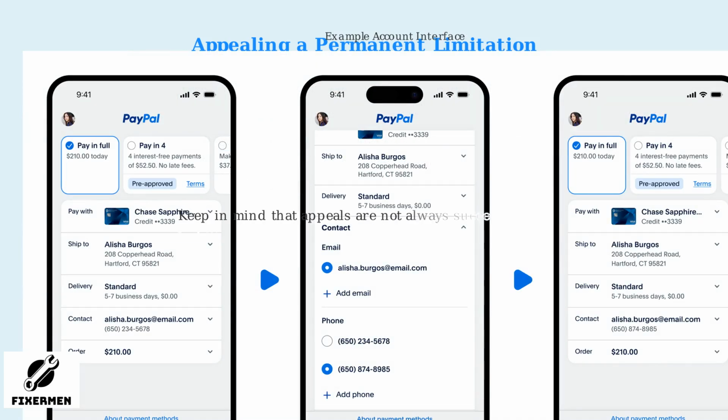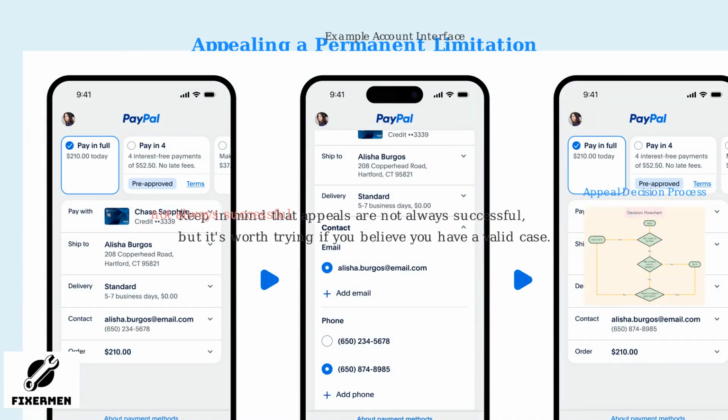PayPal support. Provide a detailed explanation of why you believe the limitation is unjustified and include any supporting documentation. Keep in mind that appeals are not always successful, but it's worth trying if you believe you have a valid case. To avoid future limitations on your PayPal account, follow these best practices.